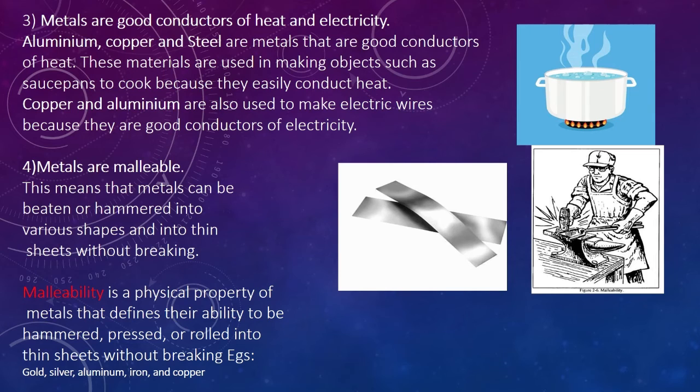Malleability is a physical property of metals that defines their ability to be hammered, pressed, or rolled into thin sheets without breaking. Let's look at some examples of metals that are malleable. 1. Gold, silver, aluminium, iron, and copper.